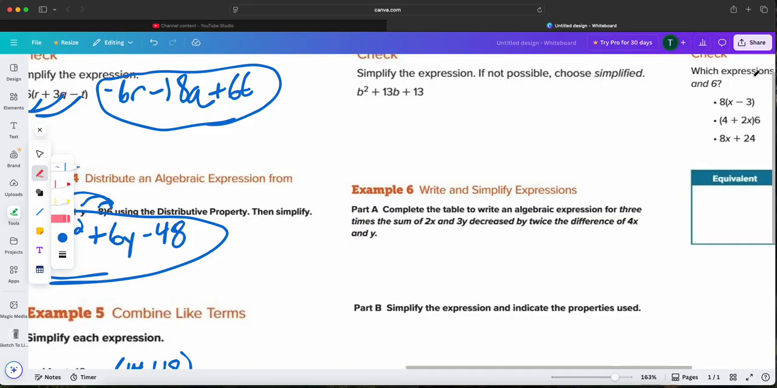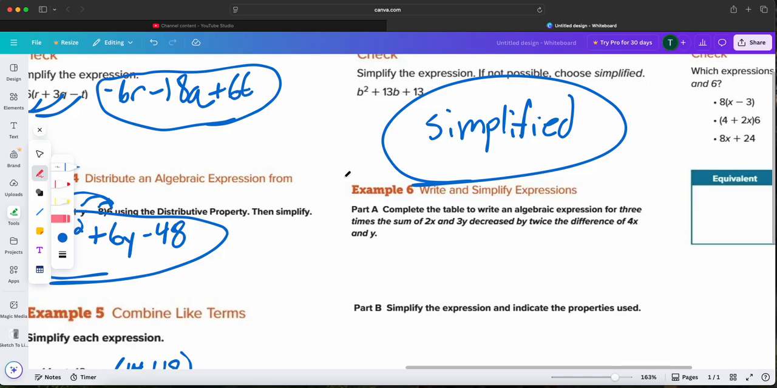So we have a b squared term, a singular b term, and then a constant with no variable. Since none of those have the same variable with the same power, there's no like terms to combine. So this is simplified. So that is it for that problem.